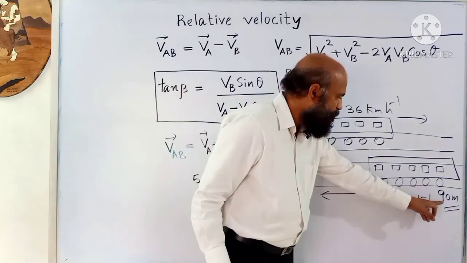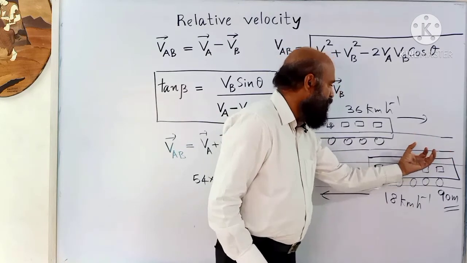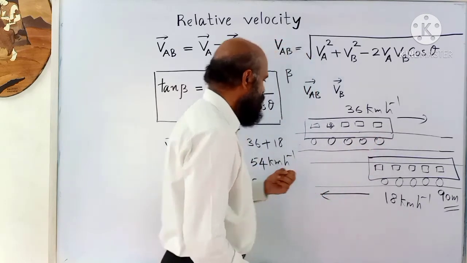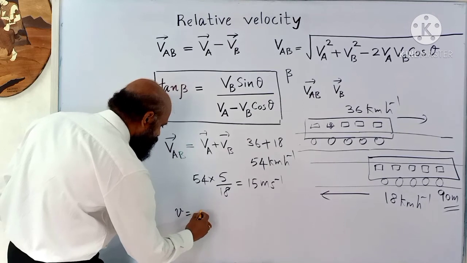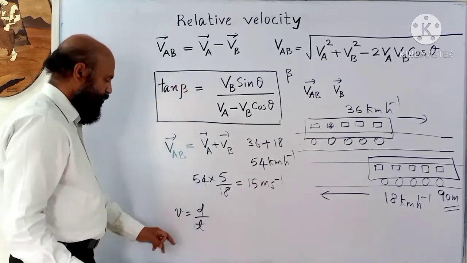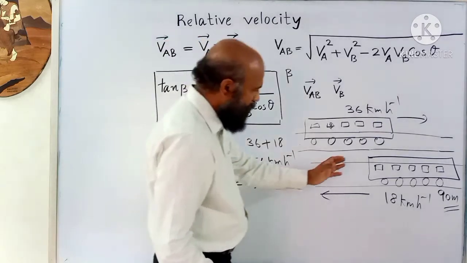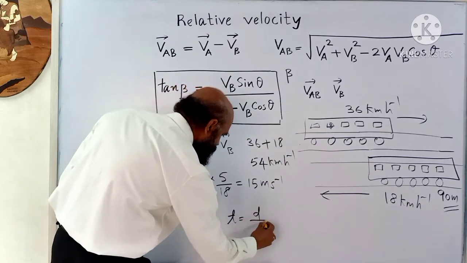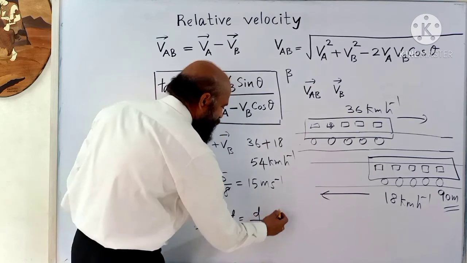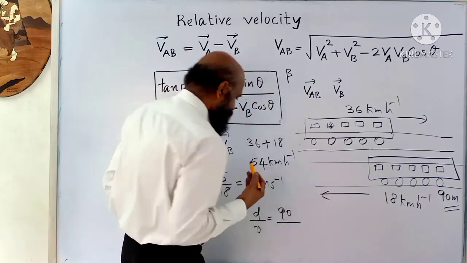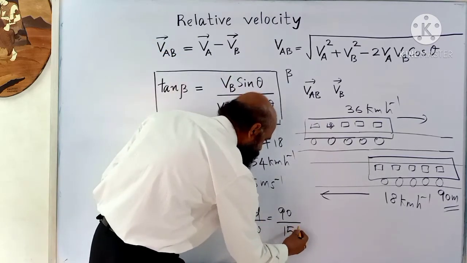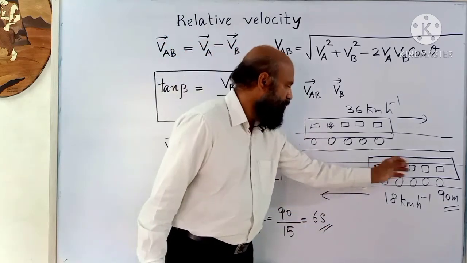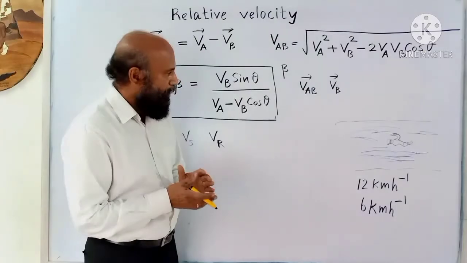Then the length of this train is 90 meters. To cover this distance while the train is passing, what is the time required? You can use this formula: velocity is distance divided by time. Now you know the velocity and the distance, which is 90 meters, so we can get the time. Time is equal to d by v, so 90 meters divided by 15. So the boy can see the train for 6 seconds.